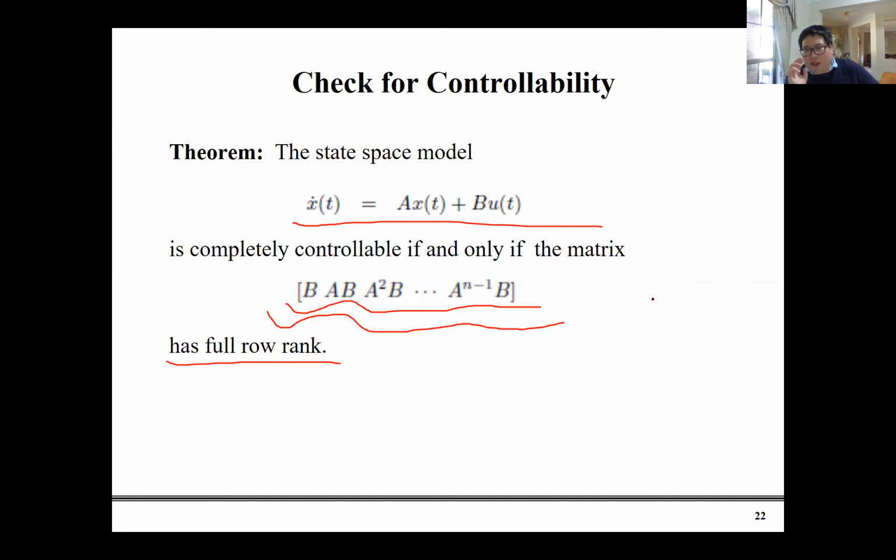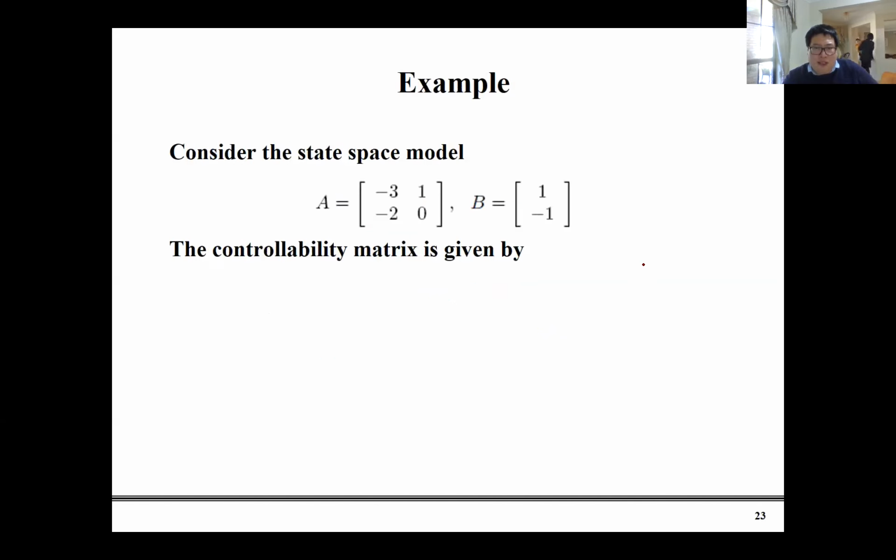I will use the following 2 examples to show you how to check the controllability. So this is the first one. Suppose we have a system with matrix A = [-3, 1; -2, 0], and matrix B = [1; -1]. Suppose you have this control system.